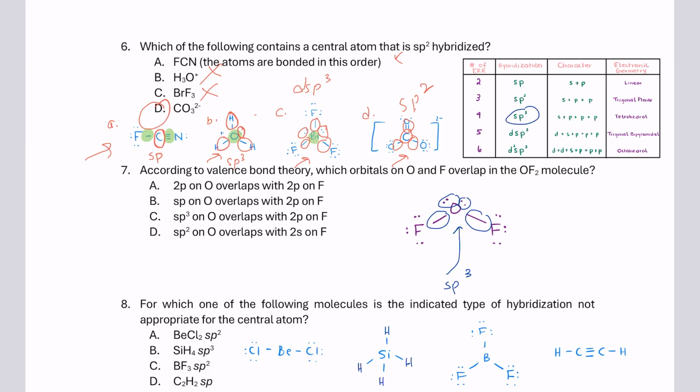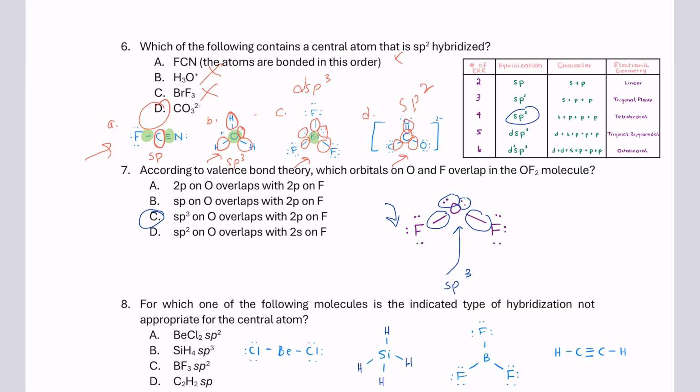Next, we consider the fluorine atom. Now, each fluorine has valence electrons in the 2s and in the 2p orbitals. But since fluorine forms a single sigma bond with oxygen, it actually contributes one of its p orbitals for bonding. In this case, the p orbital from fluorine overlaps head-on with the sp3 hybrid orbital from oxygen to form that single bond. So that means the correct answer here is C. sp3 on the oxygen overlaps with 2p on fluorine.